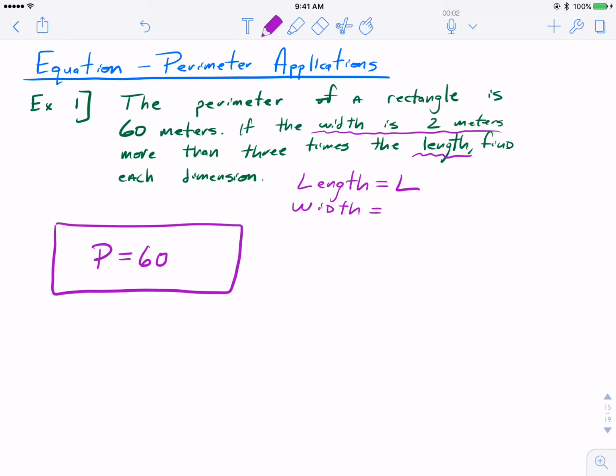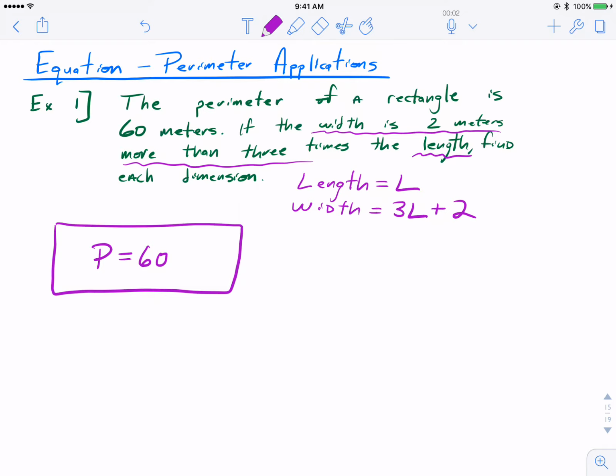It says the width is 2 meters more than 3 times the length. So if we call the length L, let's start with 3 times that, which would just be 3L, and 2 meters more than would just be simply plus 2. 2 plus 3L would also work, the commutative property. 3L plus 2 would represent the width.